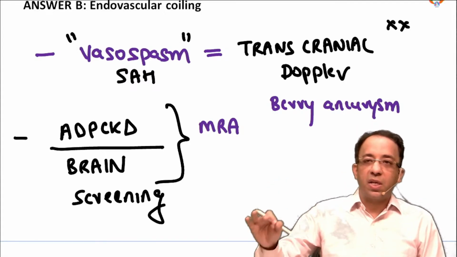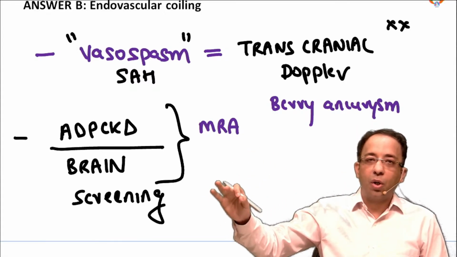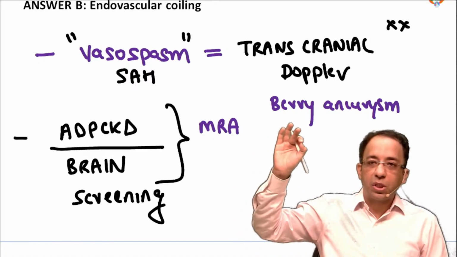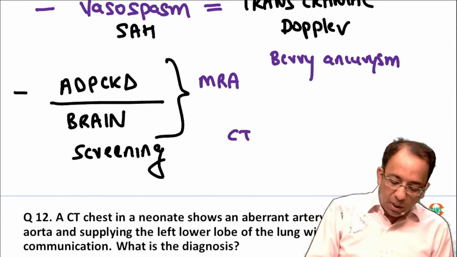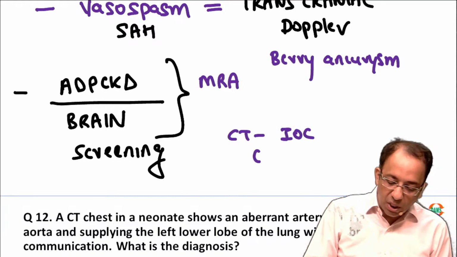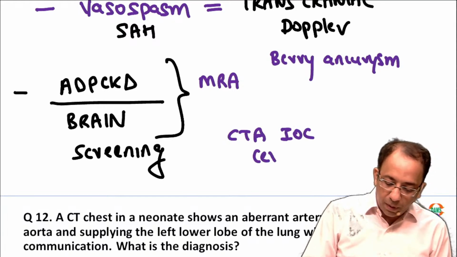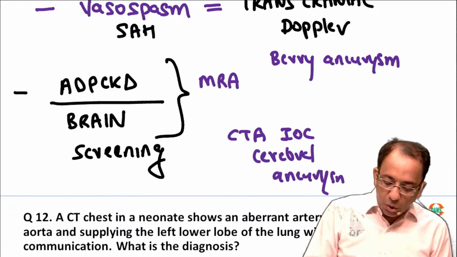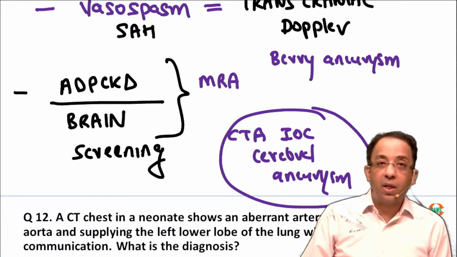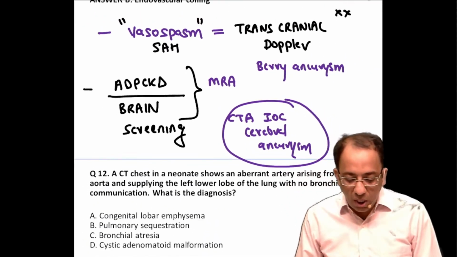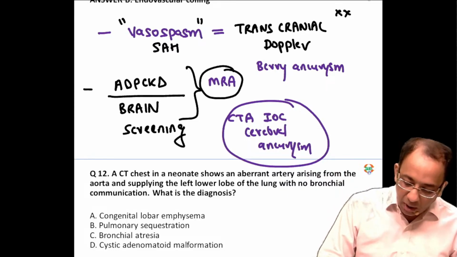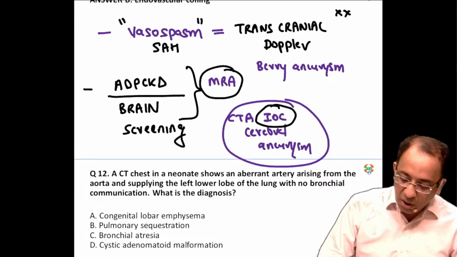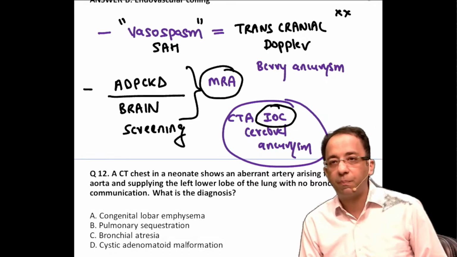This is a previous INICET question. Many people get it wrong. They mark CT angiogram, which is not right. Answer is MR angiogram. CT angiogram is the usual IOC for cerebral aneurysms. But when we talk about screening, we want the test to be totally harmless, no radiation. So screening for cerebral aneurysms, the answer is MR angiogram. Investigation of choice for cerebral aneurysm is CT angiogram.